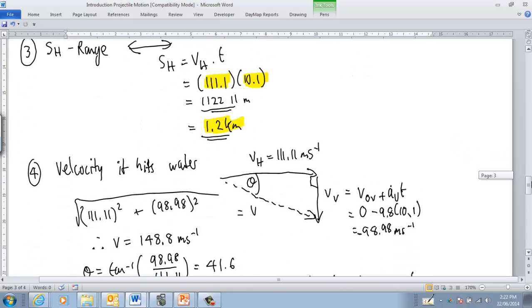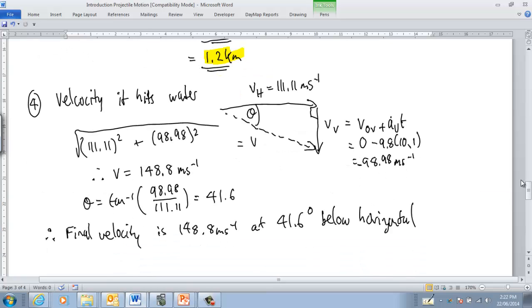What's the velocity going to hit the ground with when it hits the water? Well, we know it's going to take 10.1 seconds to hit the ground. We know it's going to go with gravity of 9.8 negative, so it's going to be moving down at that speed there. It's already got horizontal velocity, so to work out the velocity it's going to hit the water, it's got components of horizontal and vertical, so therefore it's going to hit the water with that sort of speed.